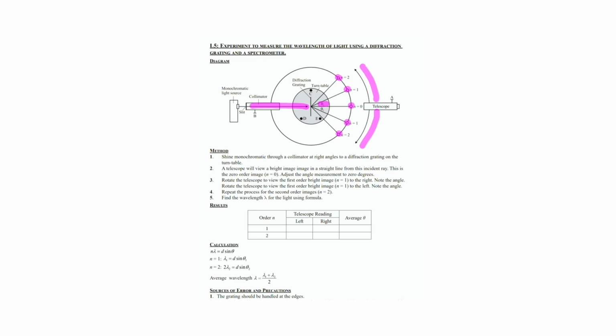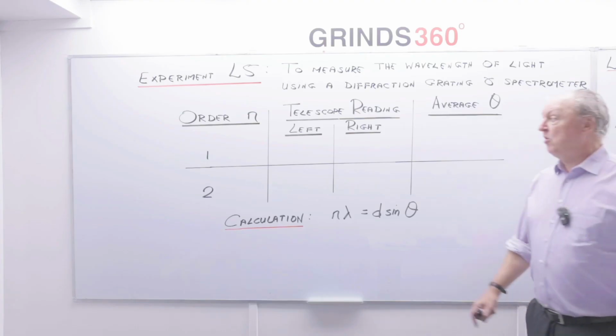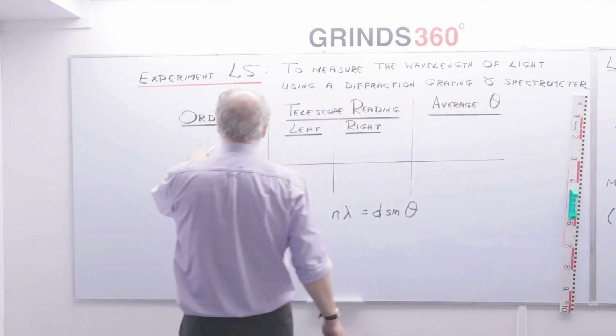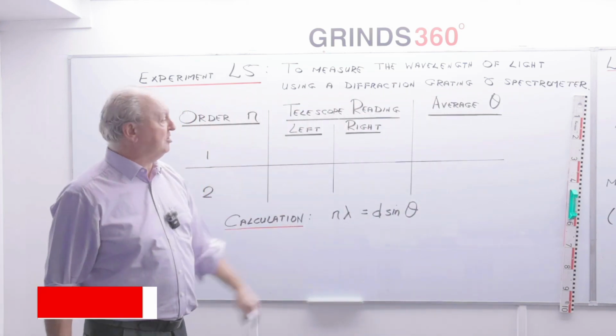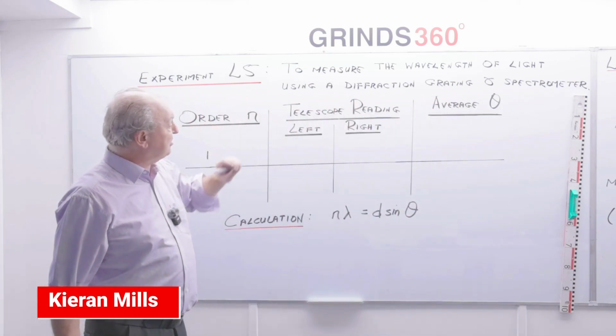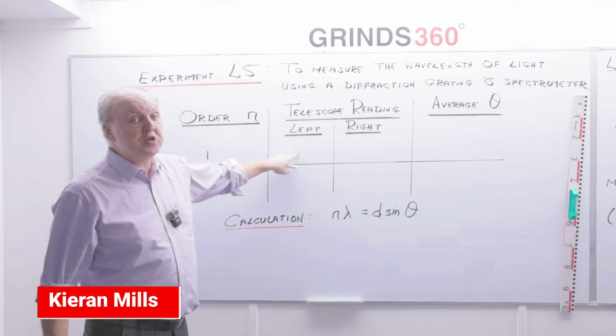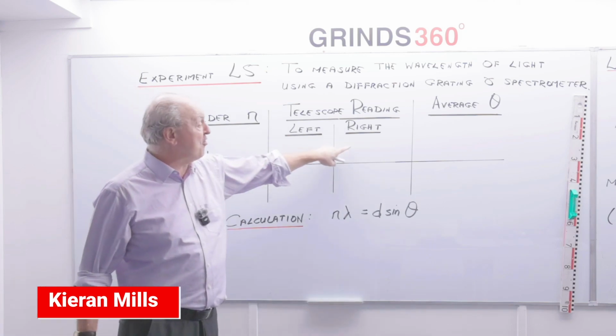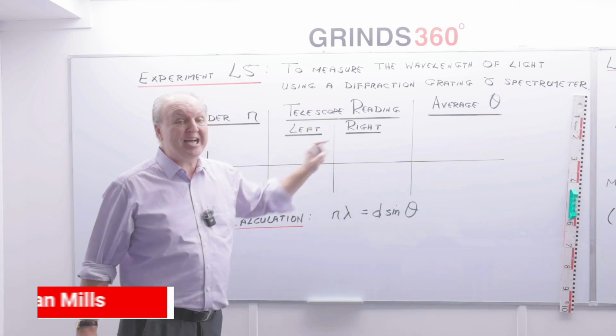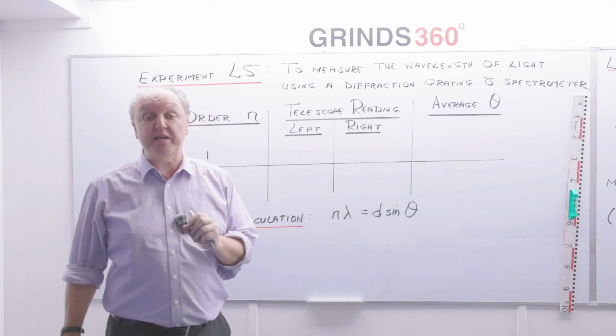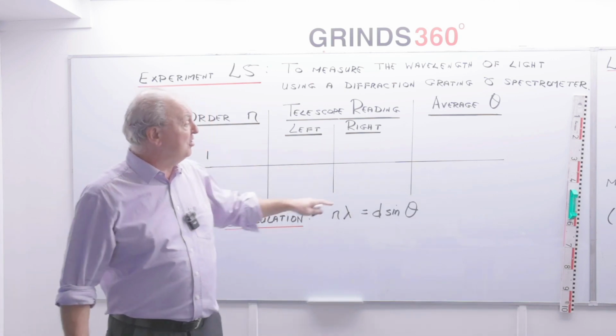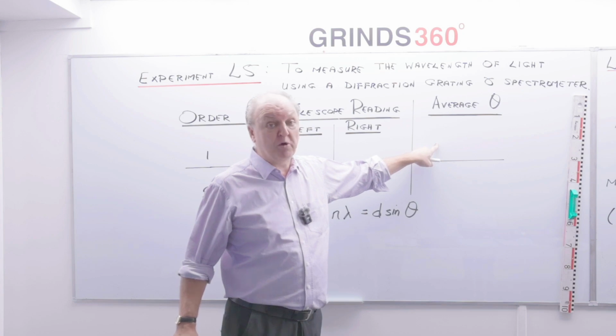So, the way you would do this experiment, the method is set out there very simply. You've got a table of results. Let's have a look at that table of results in detail. So first of all, you're going to go to order number 1, which are the first order images. You're going to rotate your telescope onto the first order image on the left and the first order image on the right. You're going to measure each angle. They should be approximately the same, but they might be a little bit off. So you'll get the average θ for n equal to 1.